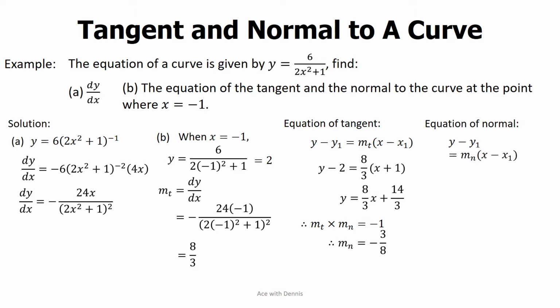So to get the equation of the normal, we use this equation y minus y1 equals mn (x minus x1). So y minus 2 equals negative 3 over 8 times (x plus 1). Then we make y the subject. It becomes y equals negative 3 over 8 x plus 13 over 8. So this is the equation of normal.